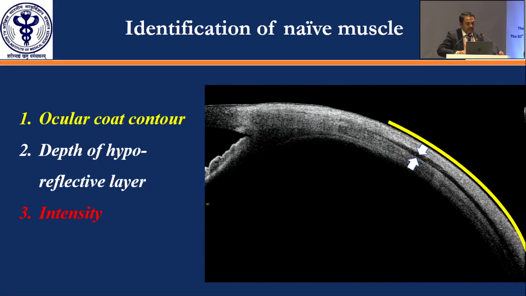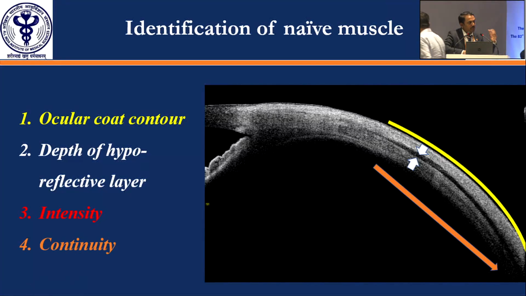The third factor is intensity. It should be dark, but it should have some internal noise because this is tendon. As you move posteriorly, it will be more dark because it's a pure belly. And the fourth factor is that it should be continuous, because in some cases of operated eyes, you can see subconjunctival spaces which can be confused with a muscle. Whenever you want to define a muscle, it should be a continuously visible hyperreflective layer, at around 40 to 50% depth from the surface layer.